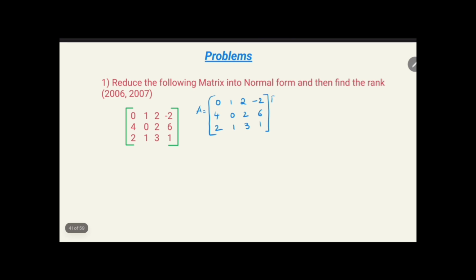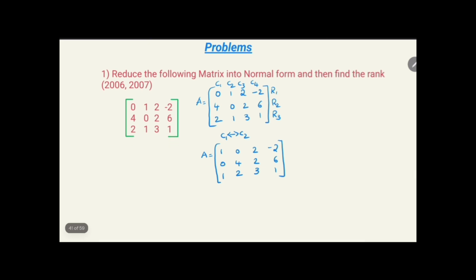Okay, so this is R1, R2, R3. This is C1, C2, C3 and C4. So I am swapping C1 and C2. So how does the matrix look like? That is interchanging the columns. So the first column is now 1 0 1, the second column is 0 4 2, the third column remains the same, and also the fourth column remains the same. Clear, students? So this is how the matrix looks after the swapping operation.